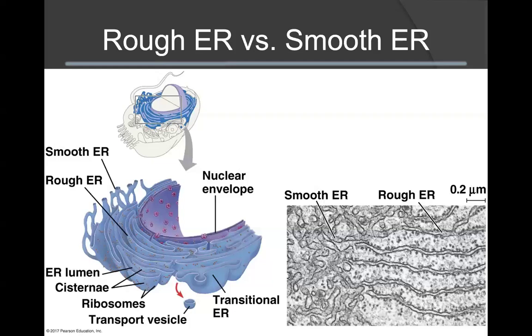This image here depicts the difference between the rough and smooth ER. Note that the ribosomes are present on the rough ER. Also note that the endoplasmic reticulum exists as small extensions from the nuclear envelope. So you will see in this image little small attachment sites between the nuclear envelope and the ER.